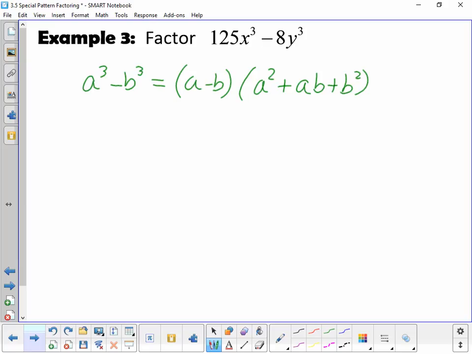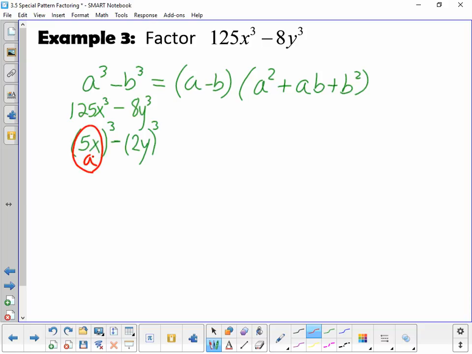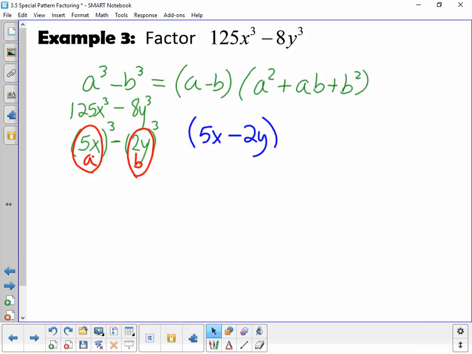So if I'm thinking about A, in that position in my little formula at the top there, it's 125x to the third. So if I'm thinking about what is raised to the third power to give me that, it is a 5x. And for B, if we're thinking about what we would raise to the third power to give us 8y to the third, it's 2y. So our A is 5x and our B is 2y. So let's put that into our formula. 5x for A, subtract B.